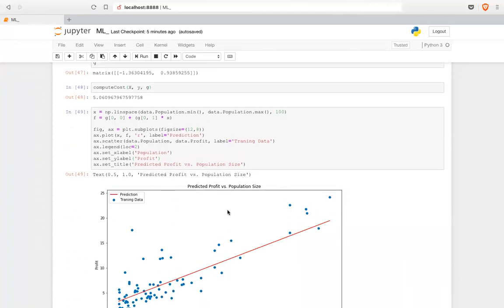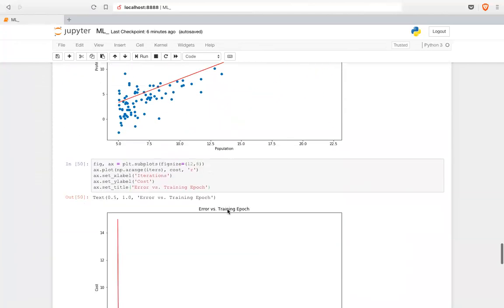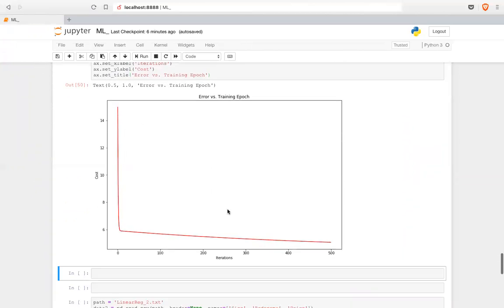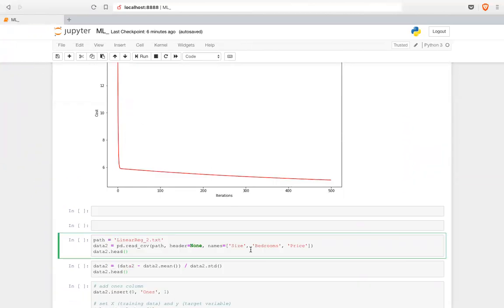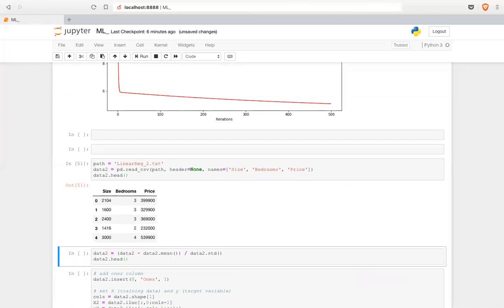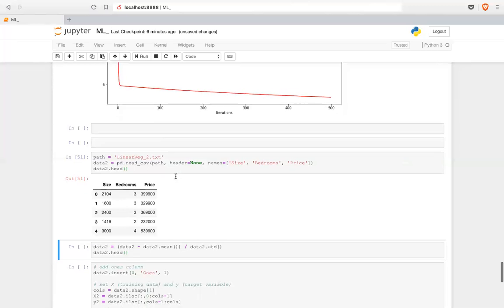We're just having only one independent variable. We'll also look at a case where we have more than one independent variable, right? So we basically have multiple independent variables. So this is basically a data set where the problem statement is, you're supposed to predict the price of a house, given the size of the area of the house and the number of bedrooms in the house.